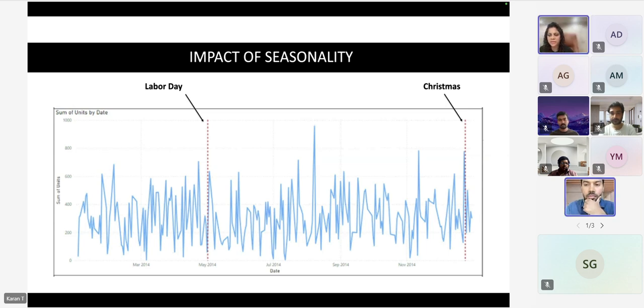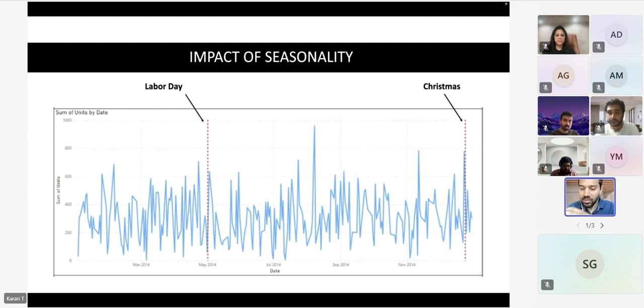Sure. So this is the impact of seasonality. We just wanted to see if there are any visible peaks during certain times of the year. This is for the year 2014 and for a particular product ID. For Christmas, the rightmost line, you see that there is a clear spike before Christmas Eve. I have also taken Labor Day just for context, to see if there is any change in sales volume before Labor Day.